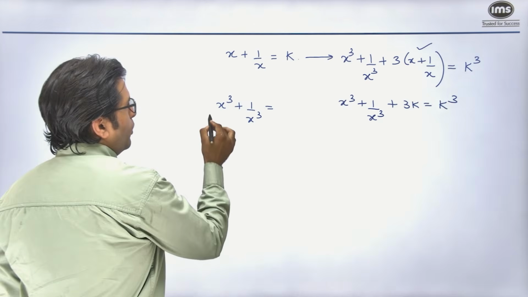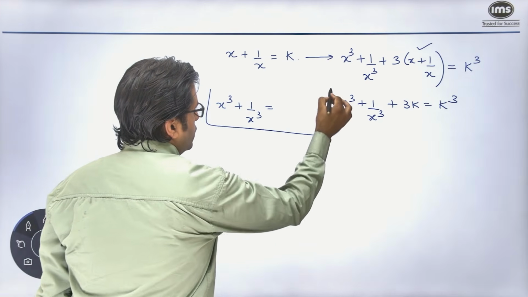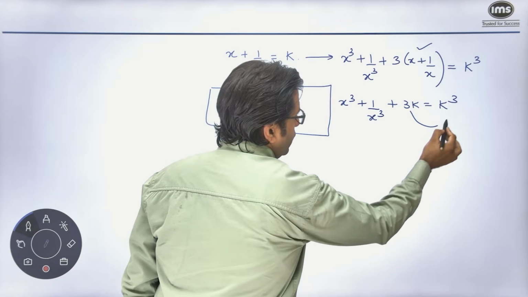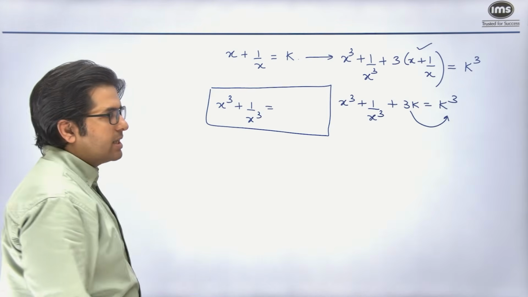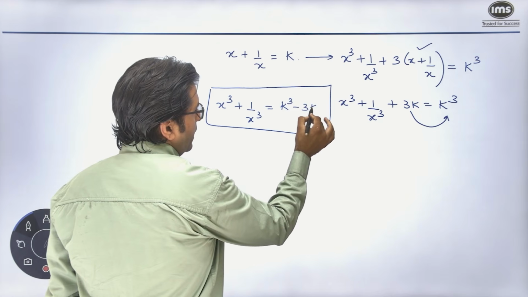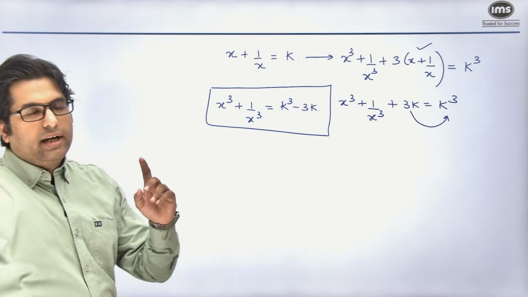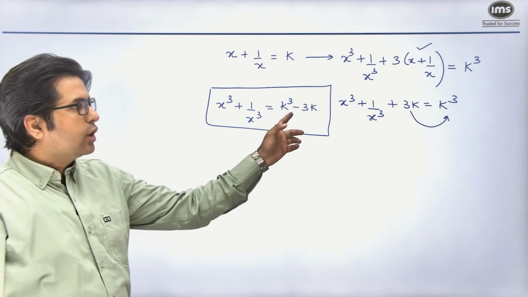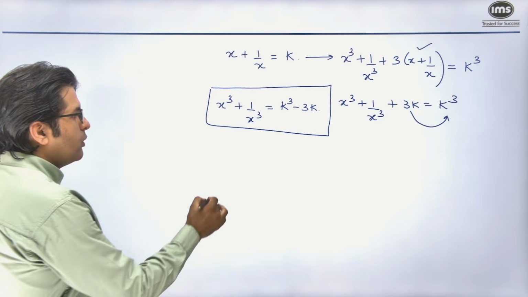Now what I want is x cube plus 1 by x cube. So this value is pretty simple. I just need to take that 3k to the right hand side. So my answer becomes k cube minus 3k. So earlier we did k square minus 2. Here it is k cube minus 3k. Let's practice a few examples.